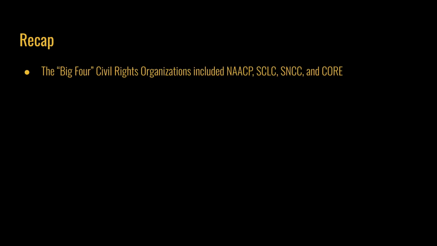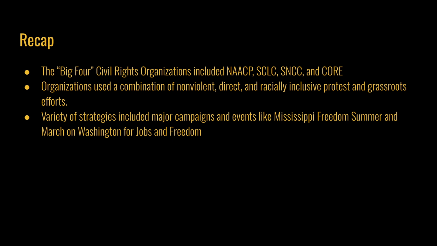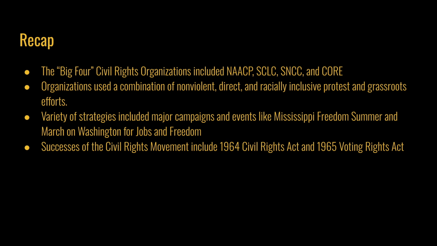And finally, here's the recap. The big four civil rights organizations included the NAACP, the SCLC, SNCC, and CORE. Organizations used a combination of nonviolent, direct, and racially inclusive protests and grassroots efforts. The variety of strategies included major campaigns and events like the Mississippi Freedom Summer and the March on Washington for Jobs and Freedom. And finally, successes of the civil rights movement included the 1964 Civil Rights Act and the 1965 Voting Rights Act.